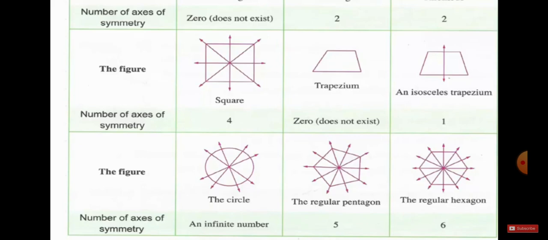A regular pentagon. What does regular mean? If you remember, regular means all sides are equal in length and all angles are equal in measure. A regular pentagon has 5 axes of symmetry, because a pentagon has 5 sides and 5 angles. A regular hexagon has 6 sides, so it has 6 axes of symmetry.